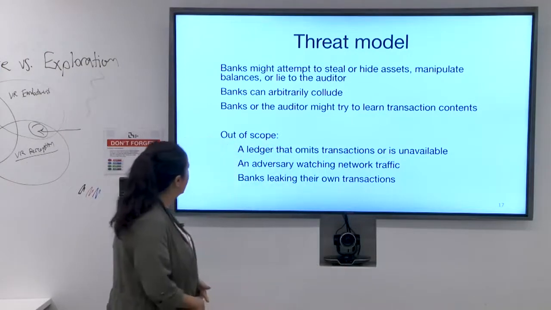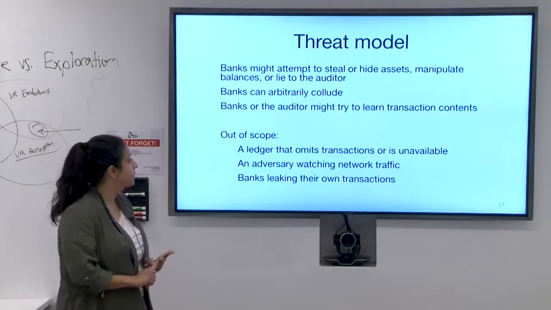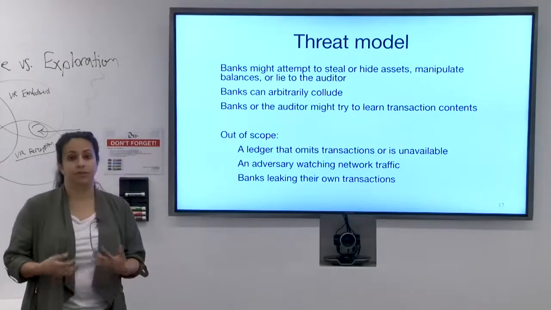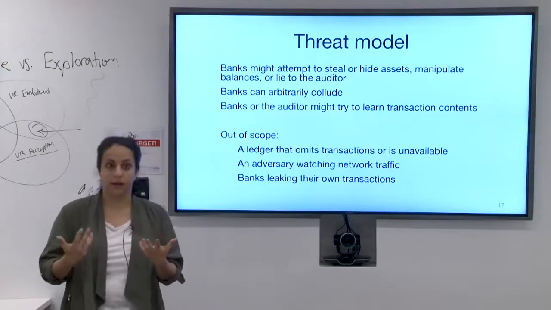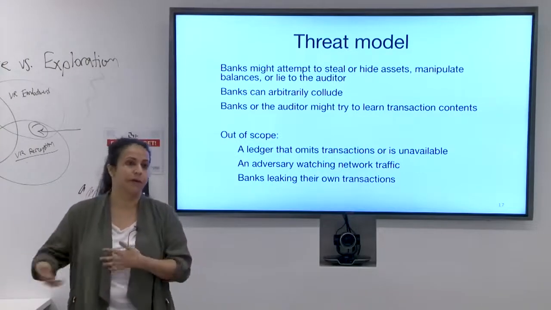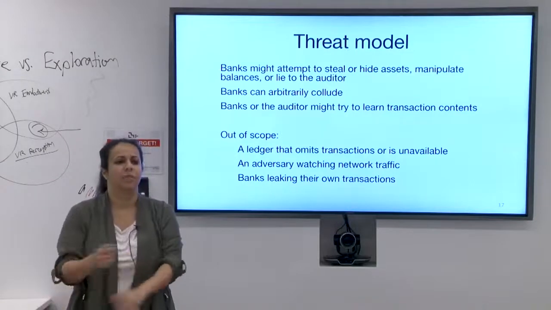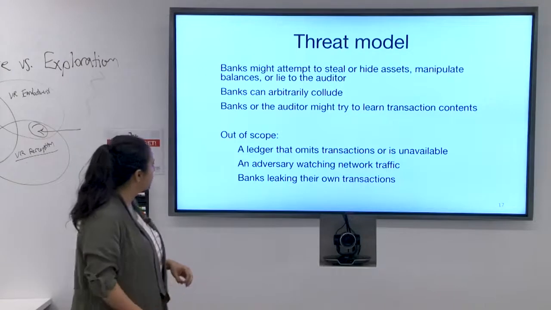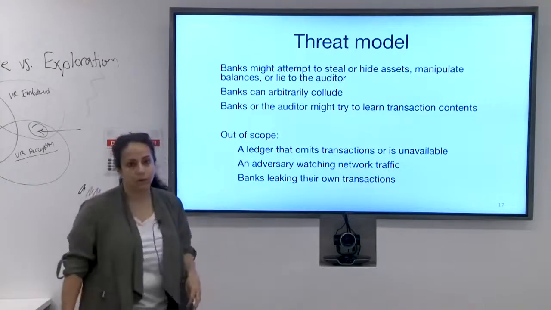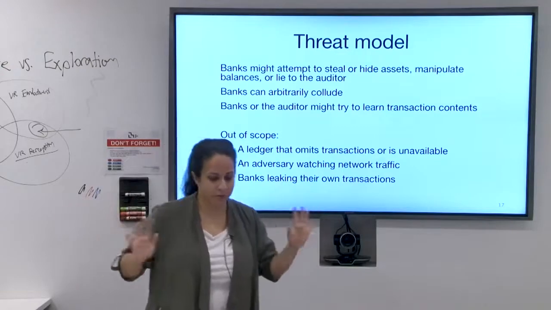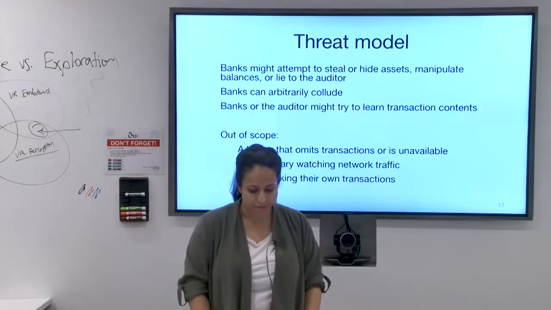We also don't protect against an adversary who might be watching network traffic. So if there's an adversary who's snooping on the network and sees that two banks are communicating a lot, it's reasonable to assume that those two banks are involved in all the transactions. There are other techniques to deal with these problems. And then also what's out of scope is banks leaking their own transactions. If a bank leaks their own transactions, we throw up our hands. Sorry, we tried to give you privacy.